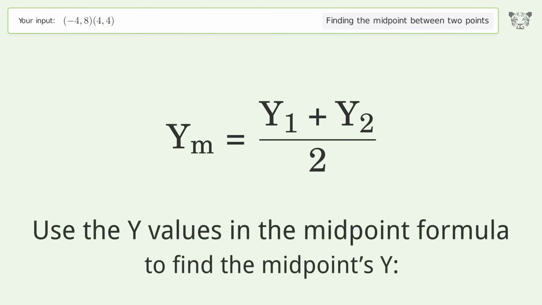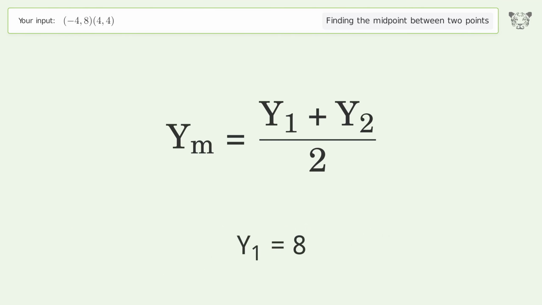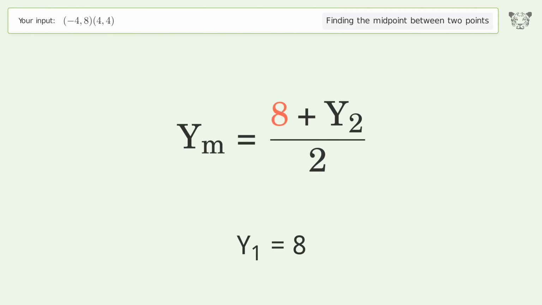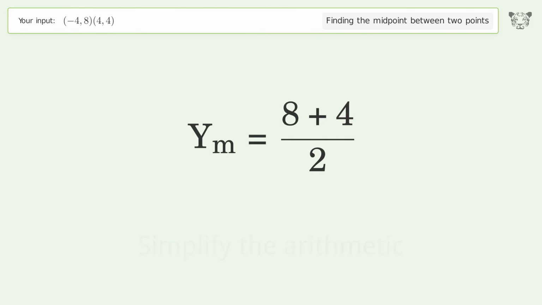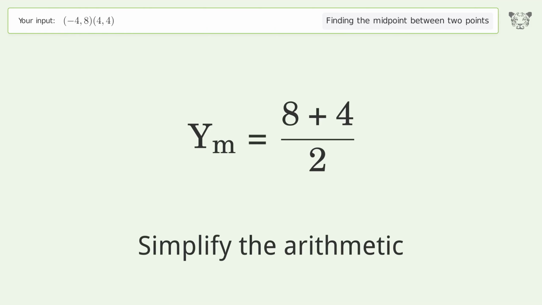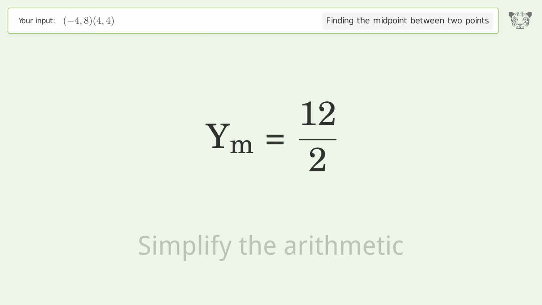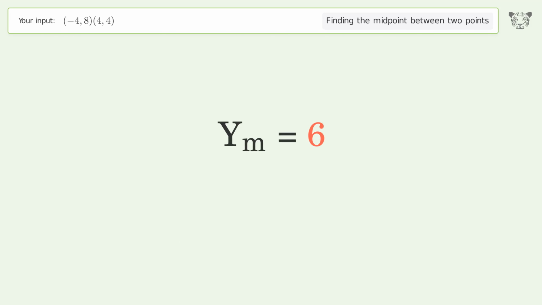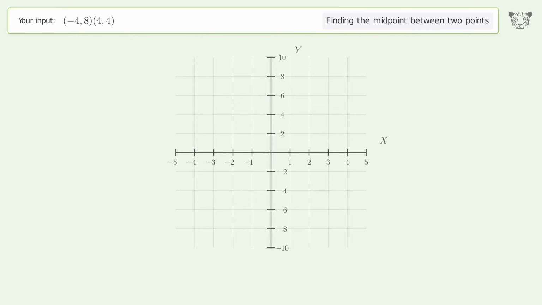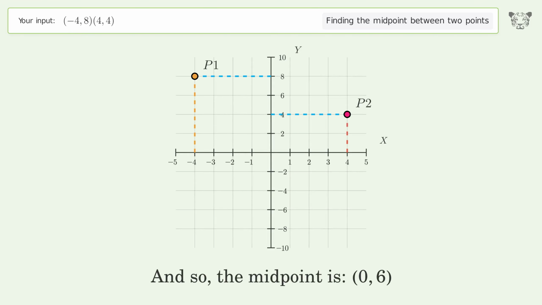Use the y values in the midpoint formula to find the midpoint's y. y1 equals 8. y2 equals 4. Simplify the arithmetic. And so, the midpoint is 0, 6.